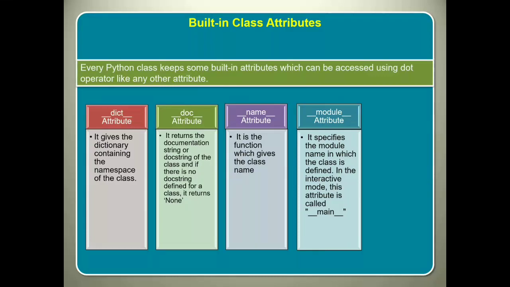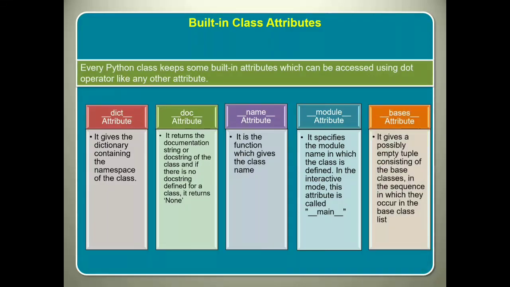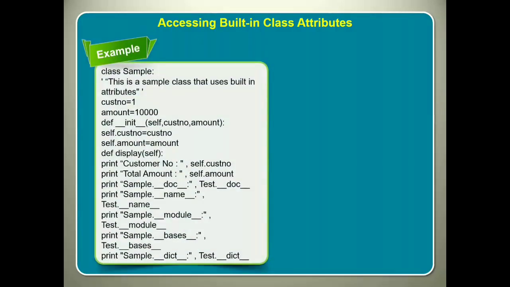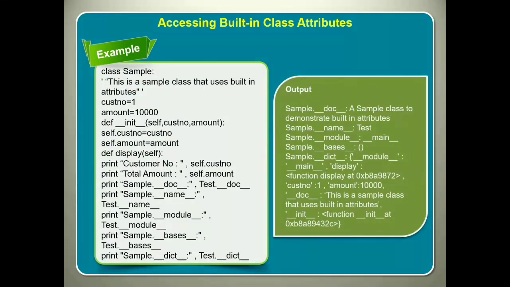The fifth attribute is called __bases__, which gives a possibly empty tuple consisting of the base classes in the sequence in which they occur in the base class list. Let us now try to access all these built-in attributes with the help of an example as shown on the screen. When you execute this code, it produces the following output.